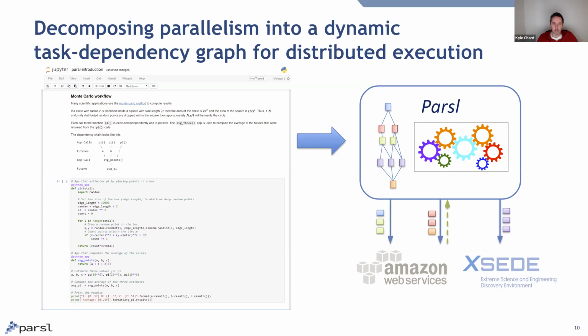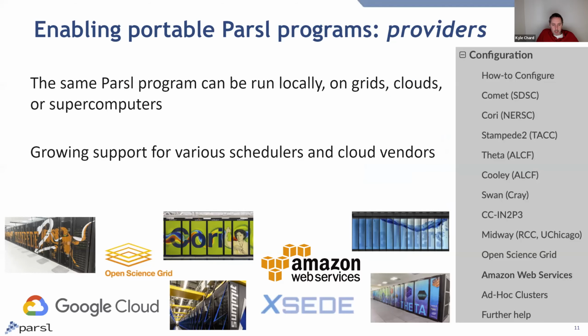So I mentioned before that we have a couple of levels of abstraction. The first is this abstraction to speak to different types of resources, where a resource might be your local PC, it might be a grid, it might be a cloud, it might be a supercomputer. For this, we created our own abstraction called a provider.